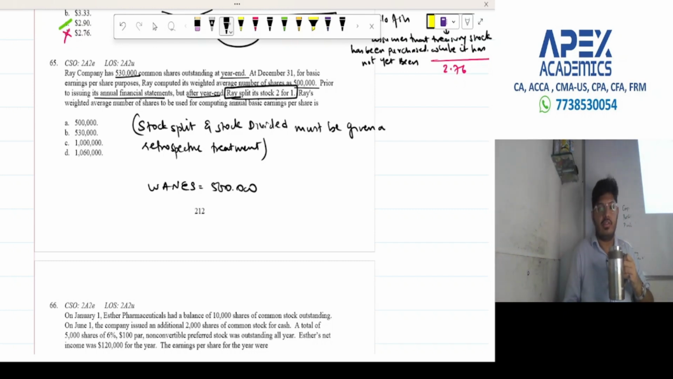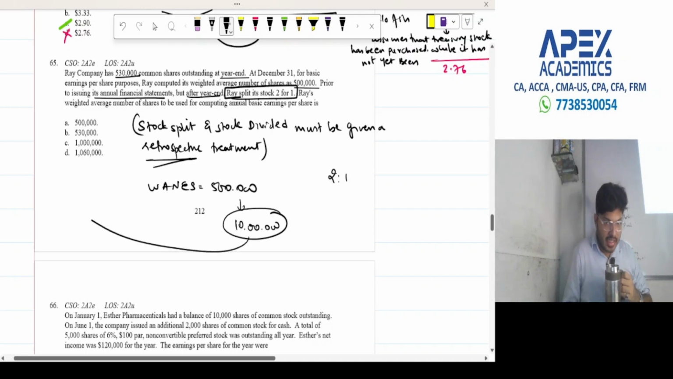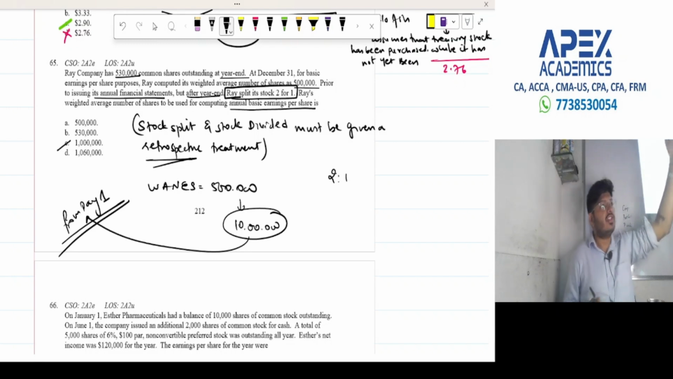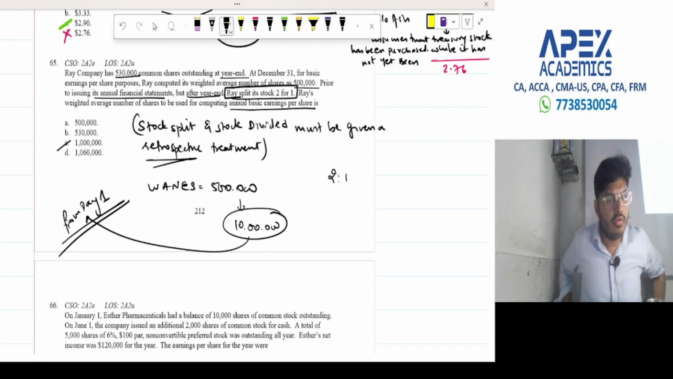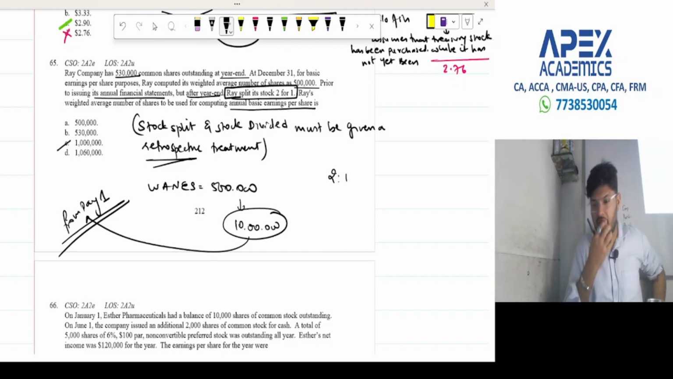Please understand this. So what is the stock split? 2-for-1. So this will get how much? But friends, they are given a retrospective treatment. So 10 lakhs, from day one. The weighted average number of shares to be used for computing annual basic EPS will be 10 lakhs. Now your WANES will be converted to 10 lakhs. It is as good as saying you have to go back and adjust as you did in the case of stock dividend. In the case of stock split also, you will go back and adjust. Do I make myself clear? Yes or no? 100% agreed or disagreed? Come on guys. Yes, sir.